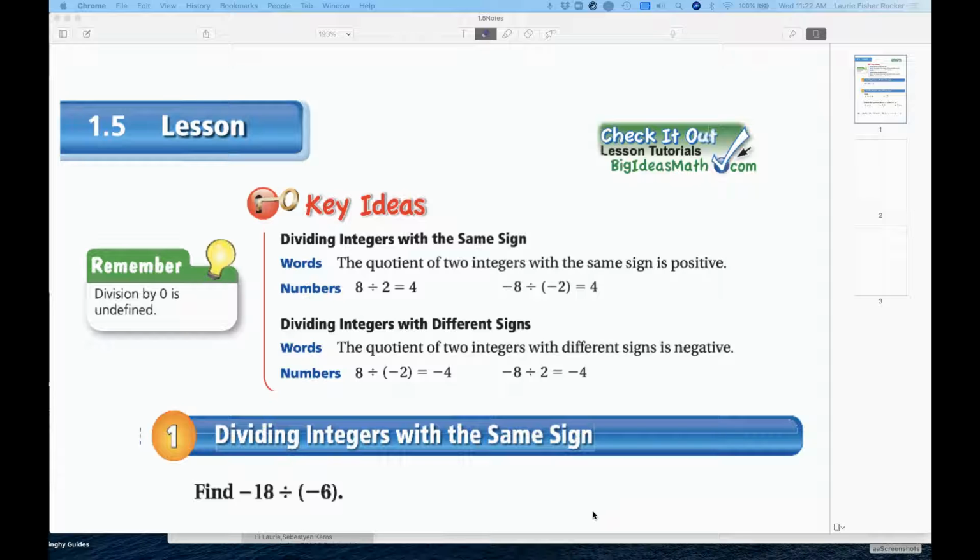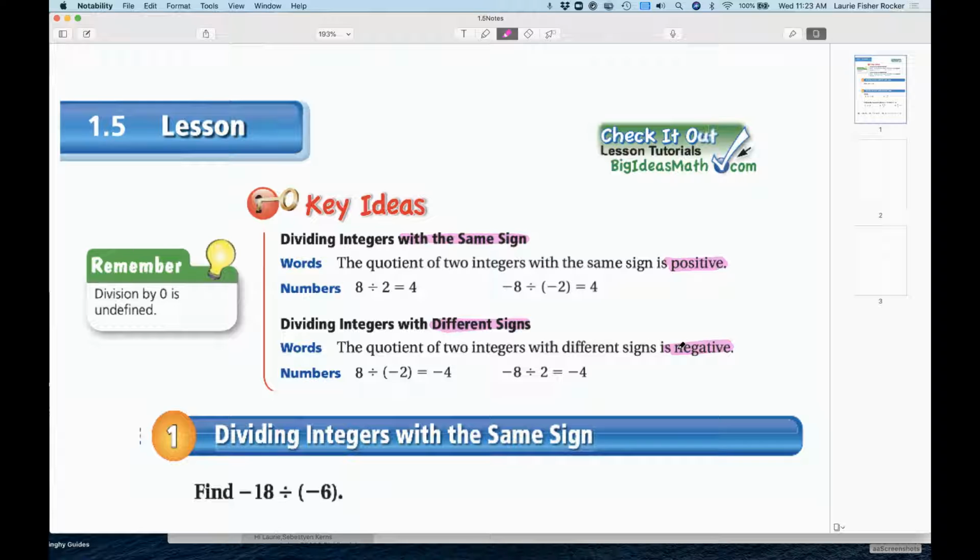So when we're dividing integers, some are going to have the same sign, some are going to have different signs. So the rule is that when they have the same sign, the result is going to be positive. When we're dividing integers with different signs, the result is going to be negative. So we've got dividing with same, positive; dividing with different, negative.